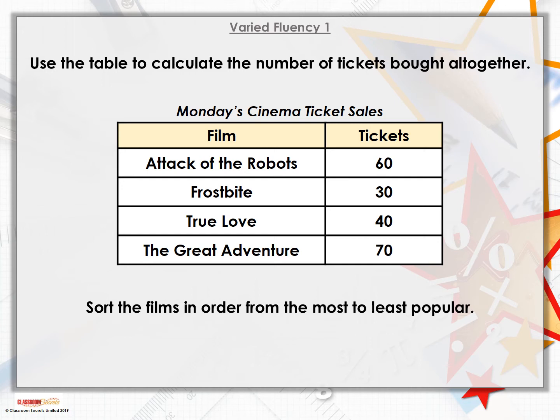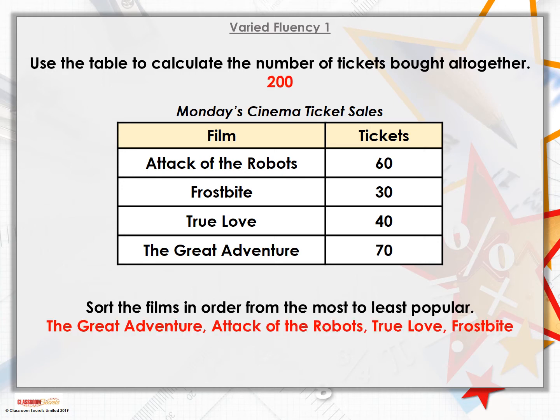So your first task, can you sort the films in order from the most to the least popular? So remember, the most means the biggest number, the least means the smallest number. Should be pretty straightforward, this one. Pause the video now and have a little go.